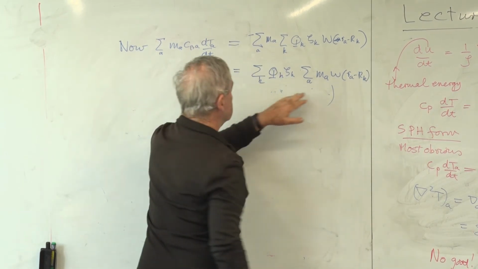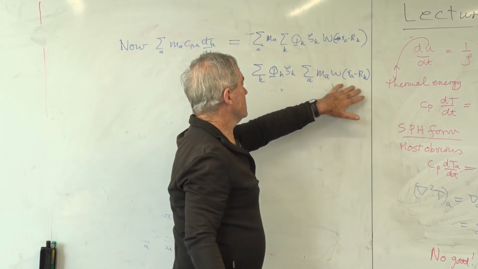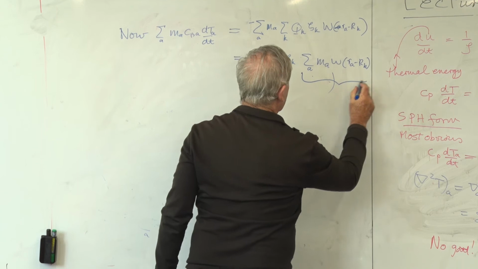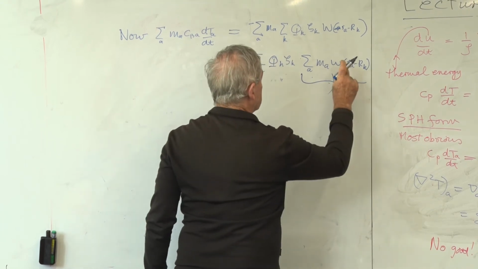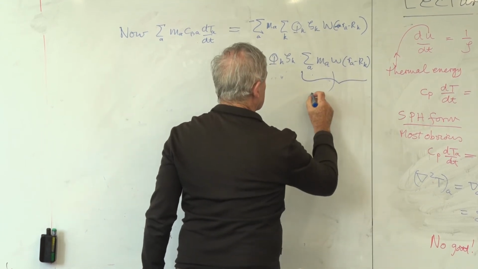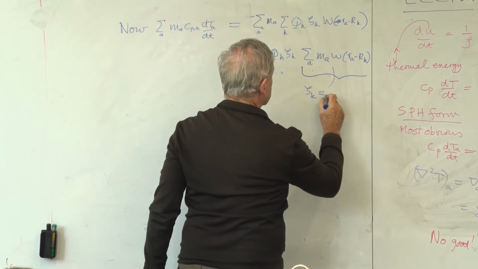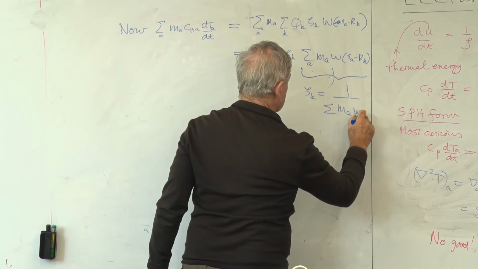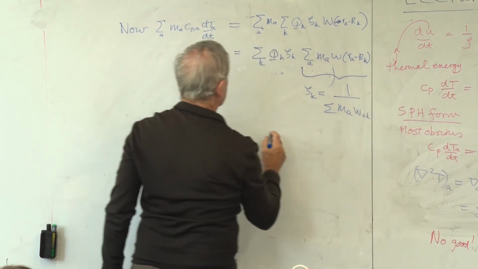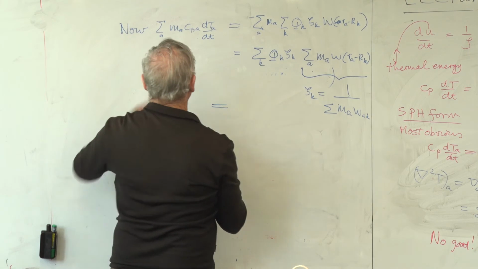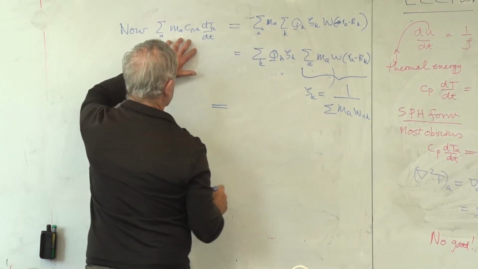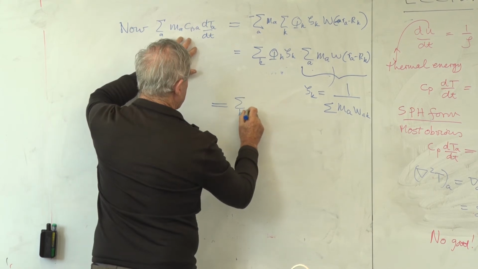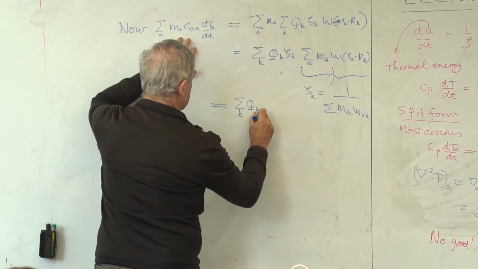So this sum over all the A's is just something that depends upon the coordinate of particle K. So I choose this, so this goes to 1. So Z_K is equal to 1 over the sum of m_A W_AK. And then that is equal to the rate of change of thermal energy of the system of particles, which is the sum over K, Q_K.